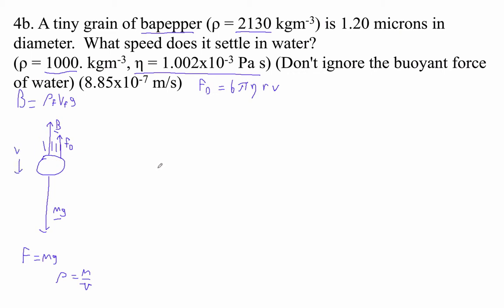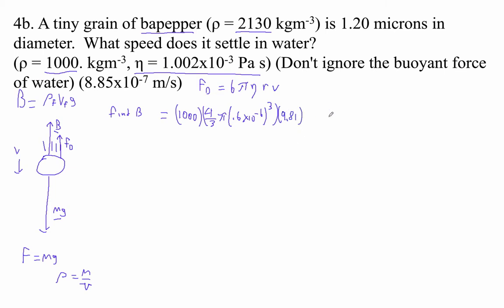Okay, where do we start? Let's find B first. B is going to be the density of the water, 1,000, times the volume of this thing. So it's going to be 4/3 pi times, it's 1.2 microns in diameter, so it's 0.6 times 10 to the minus 6th, to the third, and then times 9.81.